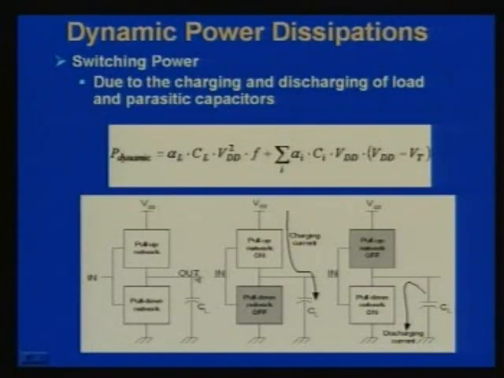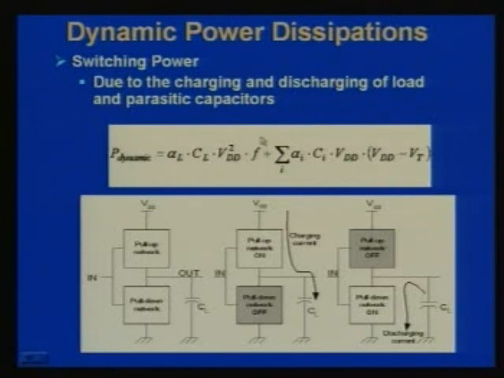For example, if it is a NAND gate, the output will become low only when all the inputs are 1, and it will become 1 when any one of the inputs is 0. So, that means the transition to 1 and transition to 0 does not occur at each clock. That is why there is a parameter called switching activity, which is dependent on the function the circuit is realizing and depends on the input combination that is being applied to the combinational circuit. And CL is the load capacitance, VDD is the supply voltage, and F is the frequency.